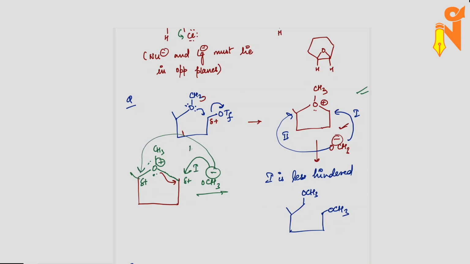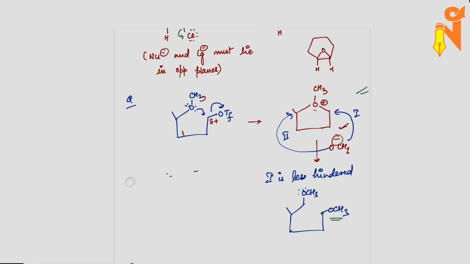This is pathway 1, this is pathway 2. Definitely pathway 1 is better because this carbon is less sterically hindered. So this bond will cleave on this carbon, OCH3 will come, and this OCH3 will regain its lone pair. So that's exactly how the reaction takes place.